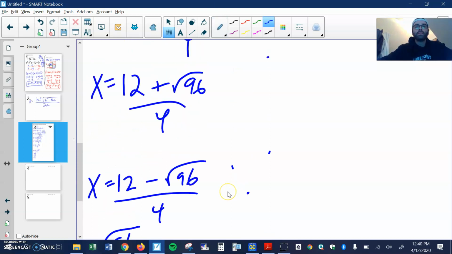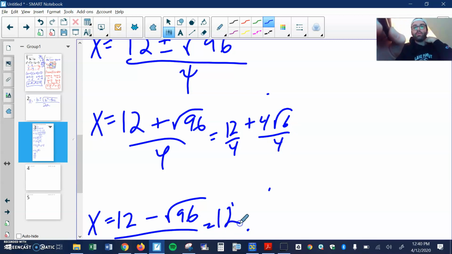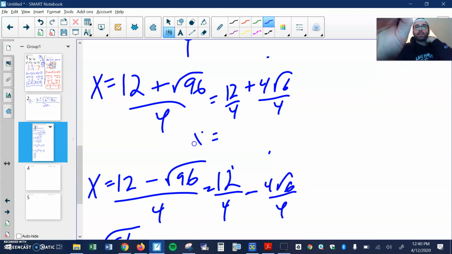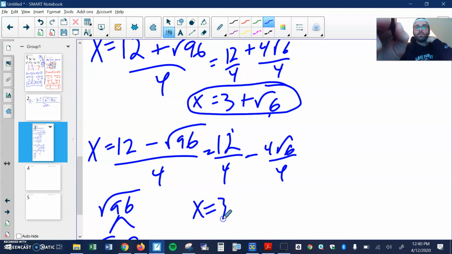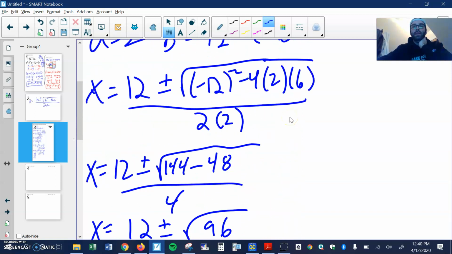Now, since it's 4 root 6, this is 12 plus 4 root 6, so 12 over 4 plus 4 root 6 over 4. And this is 12 over 4 minus 4 root 6 over 4. So I want to reduce to get x equals 3 plus root 6. 12 divided by 4 is 3. 4 over 4 cancels out. And x equals 3 minus root 6. Those are my two x values. Happy day with number 1.